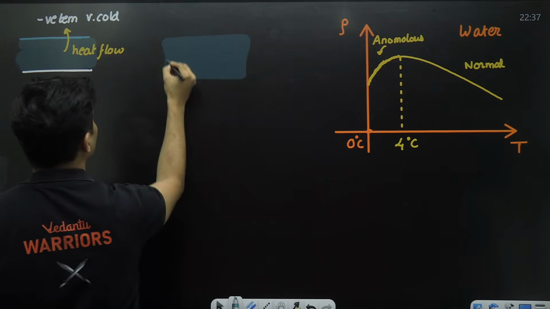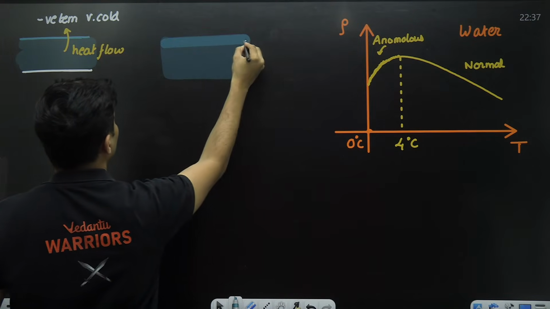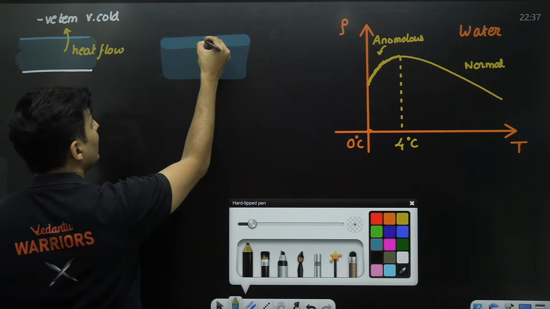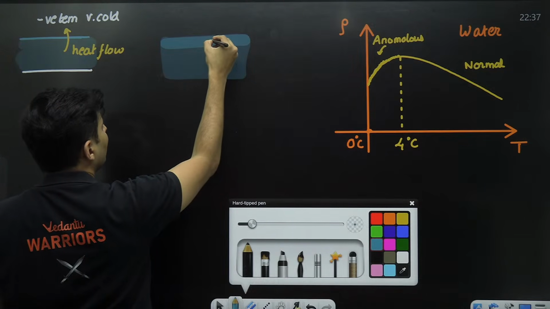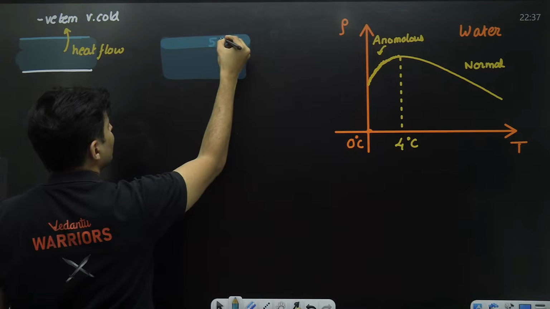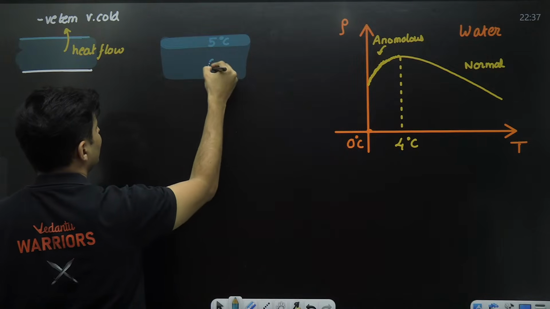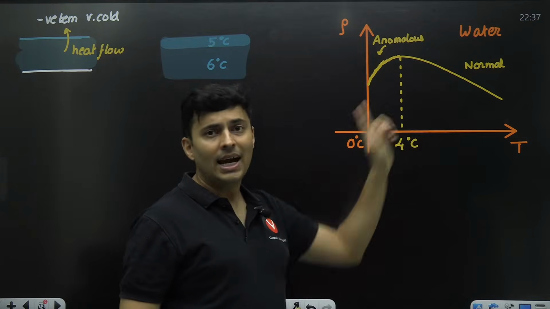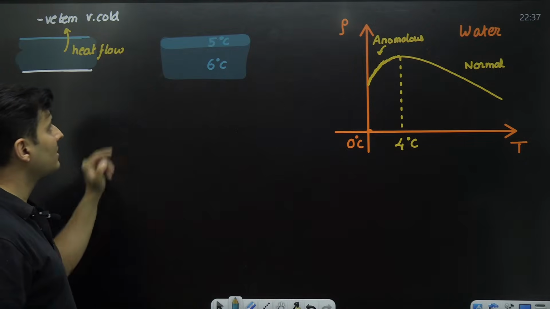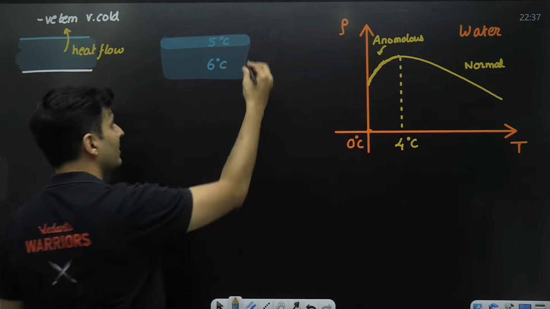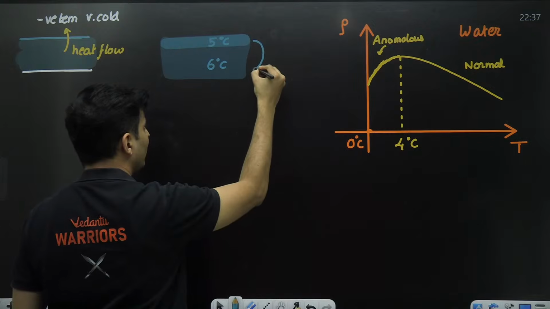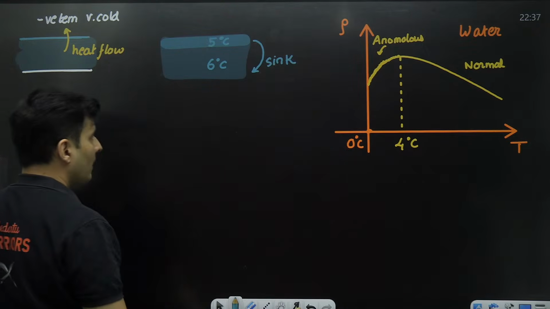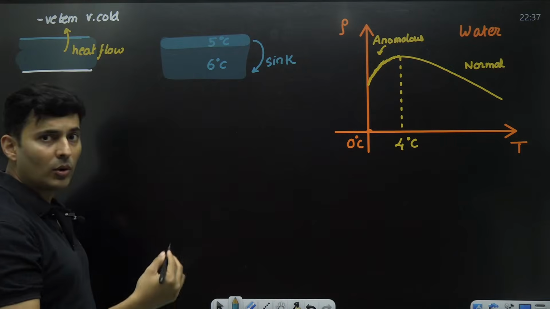So you will probably see something like this. This will be more dense, so I'm shading it slightly more. Maybe this is, let's say, 5 degrees Celsius water, and here this is 6 degrees Celsius water. 5 degrees Celsius water will be denser as compared to 6 degrees Celsius. What happens because the density is more? That dense water will come down. It will basically sink. Now that 6 degrees Celsius will go up.